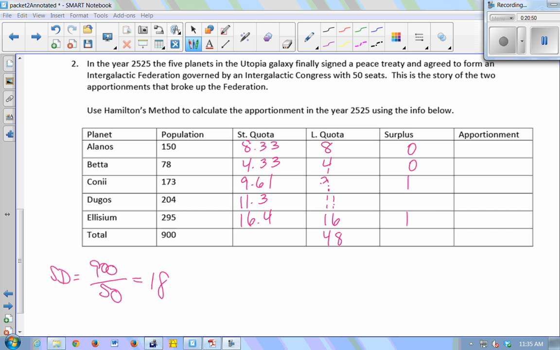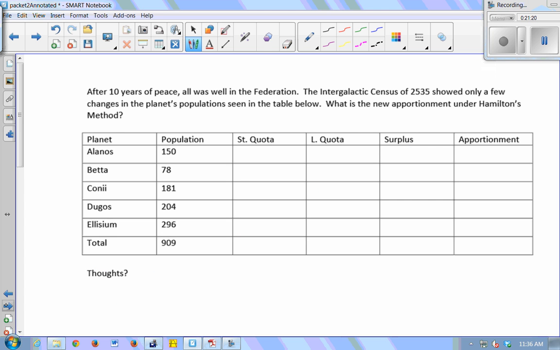Okay, so everyone else does not get an extra, right? Just looking at the decimal pieces, give the 2 leftovers to the largest decimal pieces, and then add lower quota plus any surplus. So we have 8, 4, 10, 11, 17 to add up to 50. So that's the apportionment everybody got? Good. Okay, so there is peace throughout the land for 10 years, right?